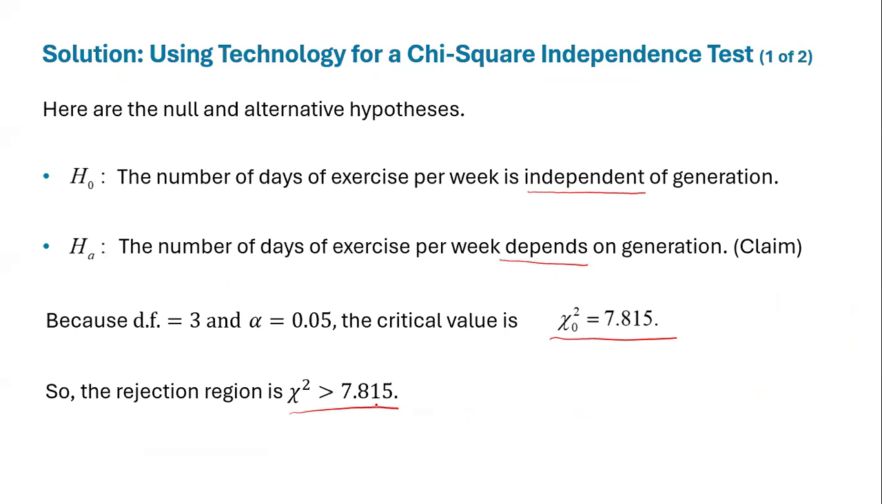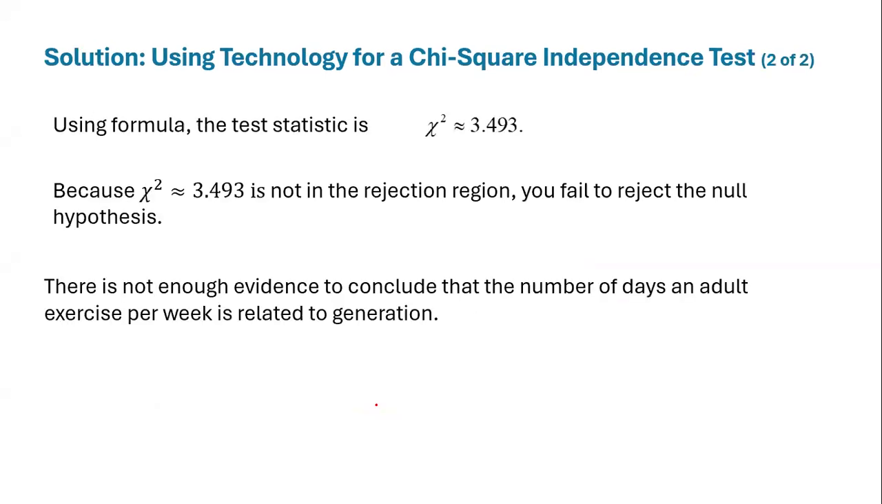Now it's time to calculate the test statistic. If you want to work on the problem manually, you need to use the formula. You need to subtract each expected frequency from the observed frequency and then square them, divide by the expected frequency, and at the end, add all those numbers. And I will show you, in the next example, how you can use the online calculators as well. But if you use the technology or the formula, in both cases, you will get 3.493 for the test statistic.